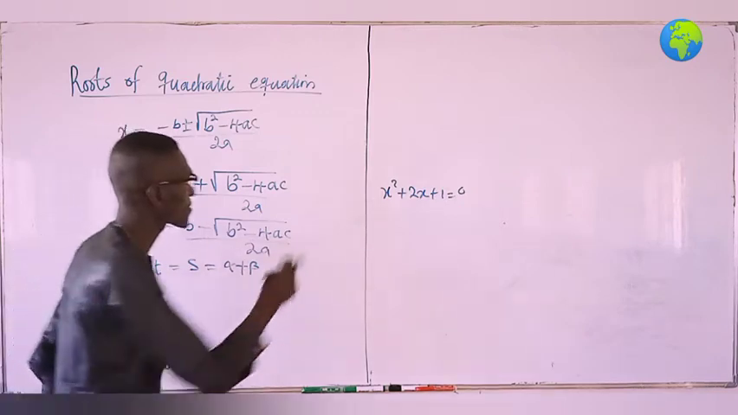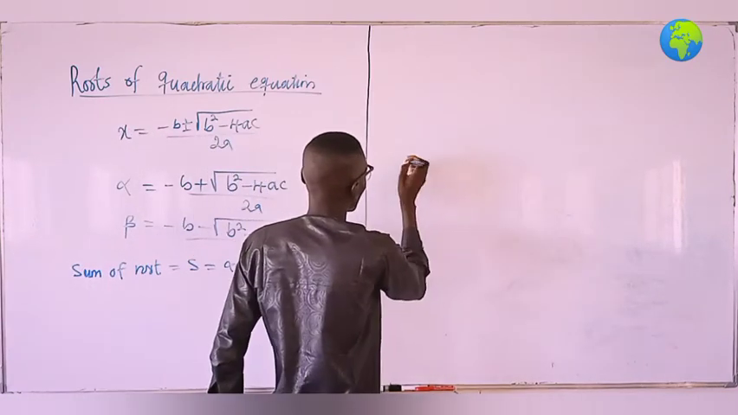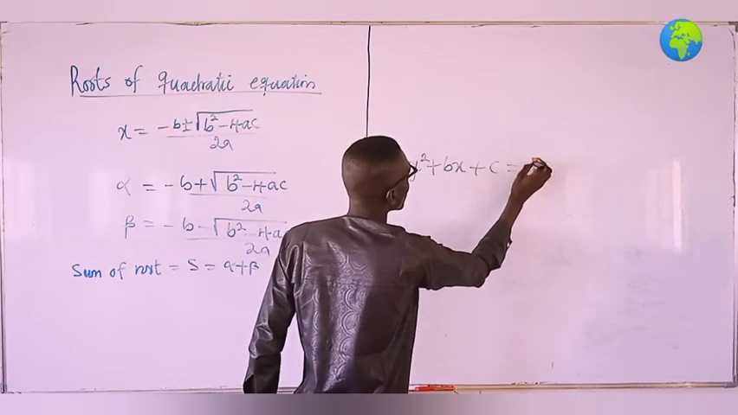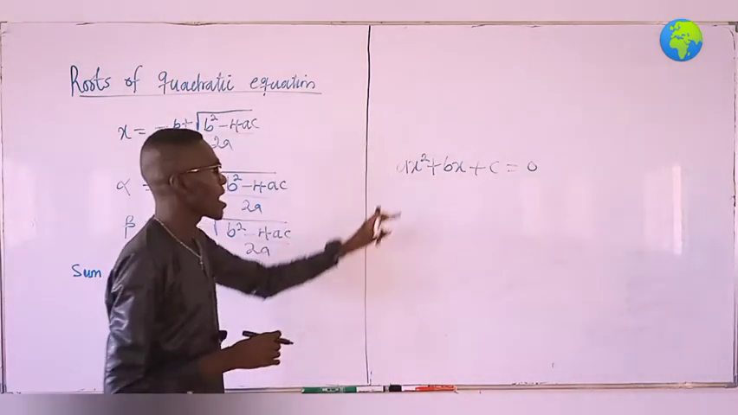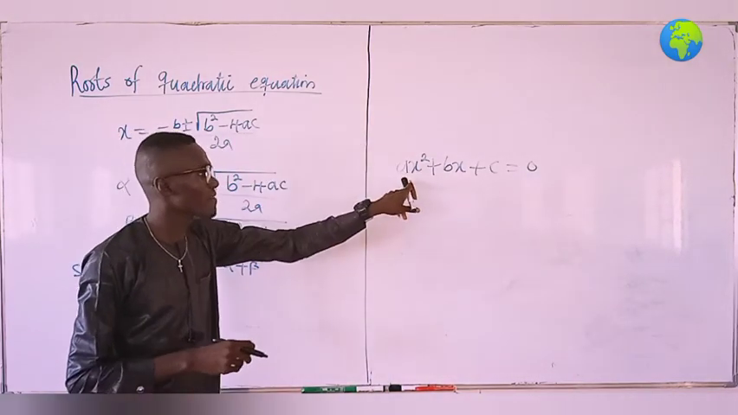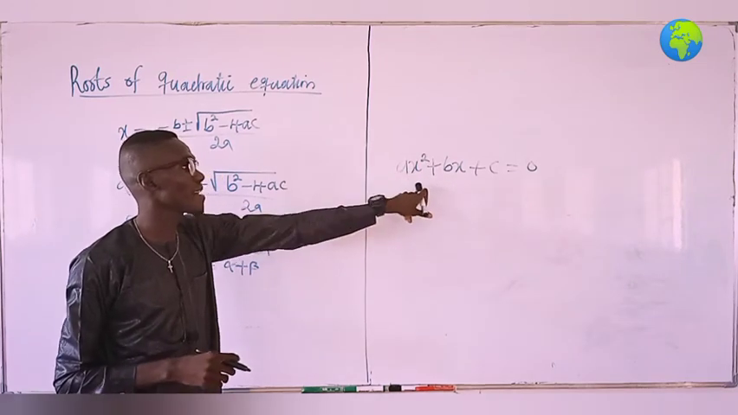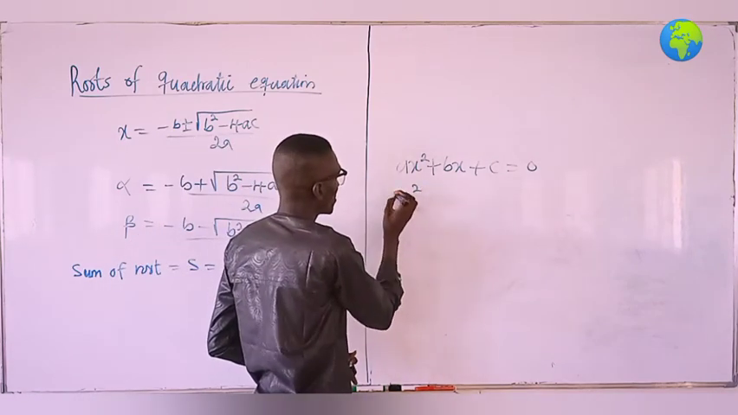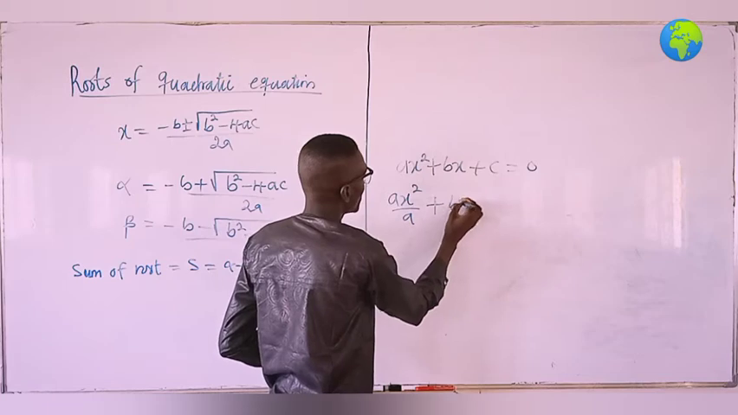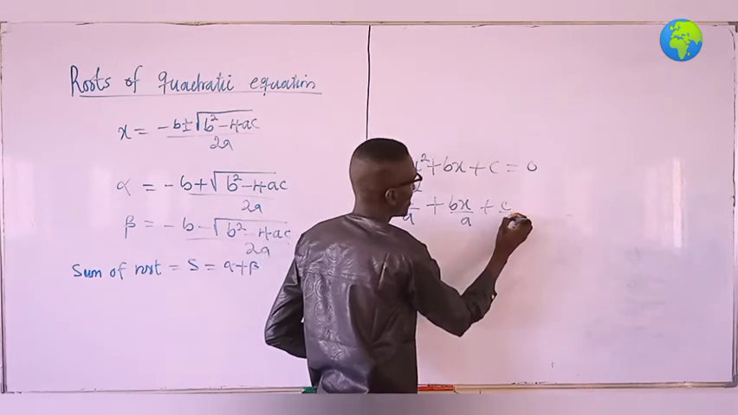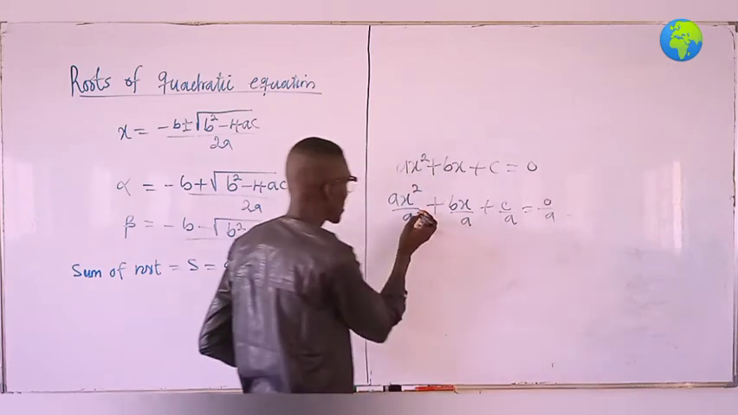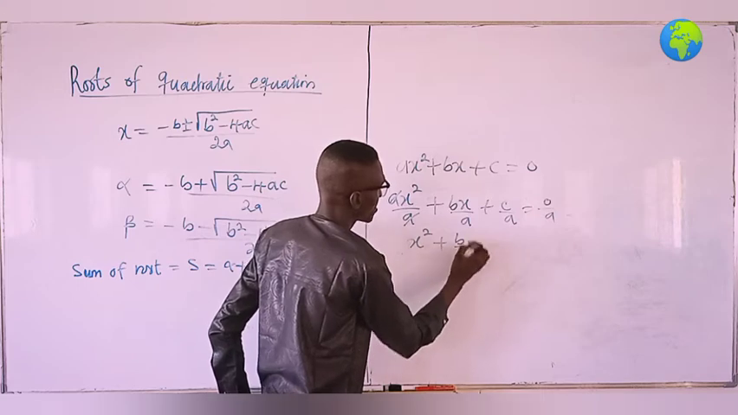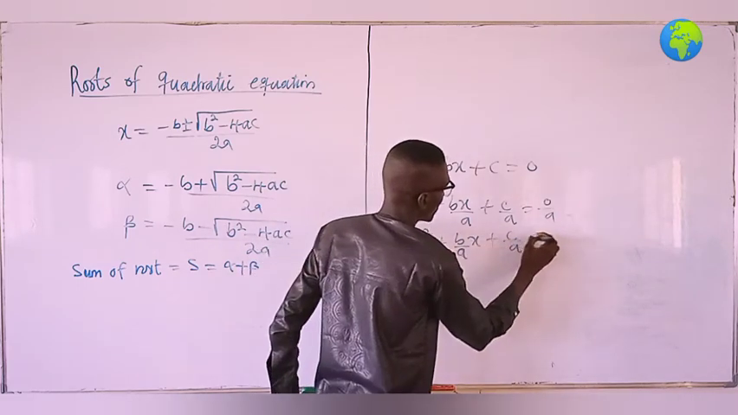Before doing this, let me remind you of something. We said a quadratic equation is in the form ax squared plus bx plus c equals 0, right? If I want to remove the coefficient of x squared here, that means I'll divide the whole equation by a. If I do that, I'm going to have ax squared over a plus bx over a plus c over a equals 0 over a. You can see that a will cancel a here. So I'll be left with x squared plus b over a x plus c over a equals 0.